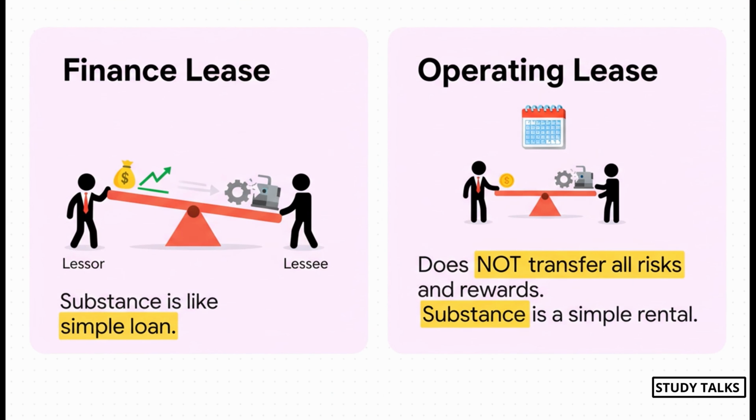So AS19 splits all leases into 2 buckets. On one side, you have a finance lease. This is a lease that transfers substantially all the risks and rewards of ownership over to the lessee. In substance, it's like the lessee has bought the asset and taken a loan to pay for it. Everything else is an operating lease, which is basically just a simple rental agreement. It all comes back to that key principle, substance over legal form.